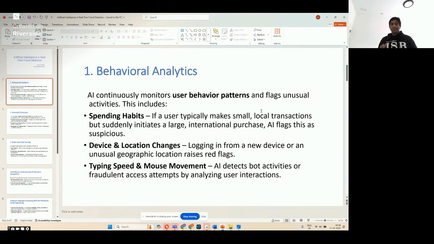AI continuously monitors user behavior patterns and flags unusual activities. This includes your spending habits. If a user typically makes small local transactions, but suddenly moves to a large international purchase, AI flags this as suspicious. Device and location changes: logging in from a new device or an unusual geographic location raises red flags. Typing speed and mouse movement: AI detects bot activities or fraudulent access attempts by analyzing user interactions.